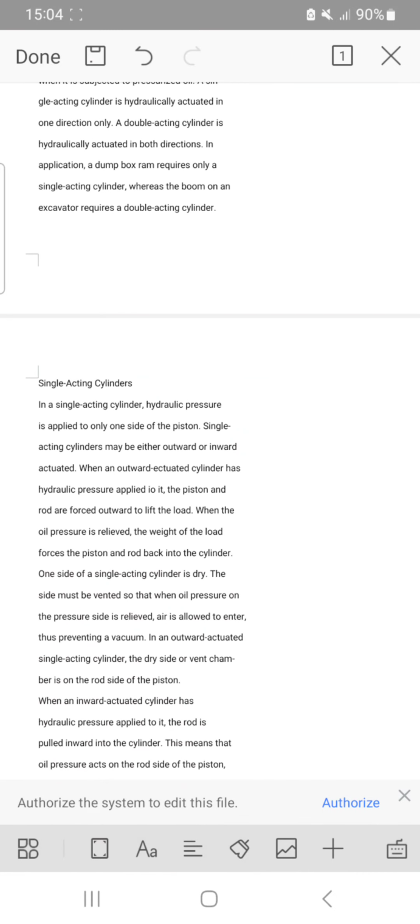A single acting cylinder. In a single acting cylinder, hydraulic pressure is applied to only one side of the piston. A single acting cylinder may be either outward or inward actuated. When an outward actuated cylinder has hydraulic pressure applied to it, the piston and the load are forced outward to lift the load. When the oil pressure is relieved, the weight of the load forces the piston and load back into the cylinder.